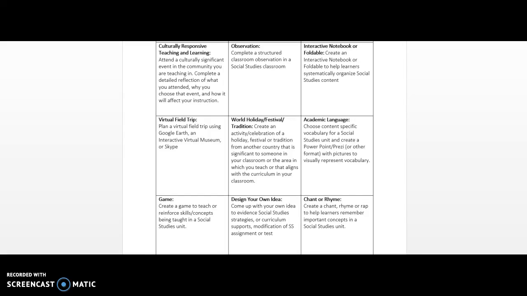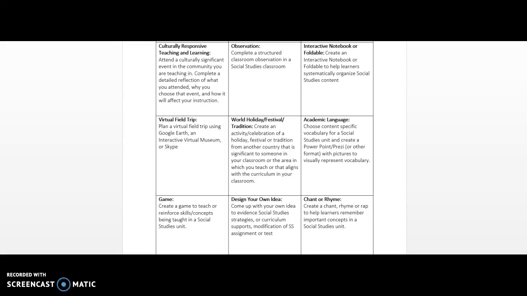Group 2, the first choice is an observation. You're going to complete a structured classroom observation in a social studies classroom. Same thing as the science, just that you're going to be doing it in a social studies classroom instead. The second option is a world holiday, festival, or tradition. You're going to create an activity or a celebration of a holiday, festival, or tradition from another country that is significant to someone in your classroom or the area in which you teach, or that aligns with the curriculum in your classroom.